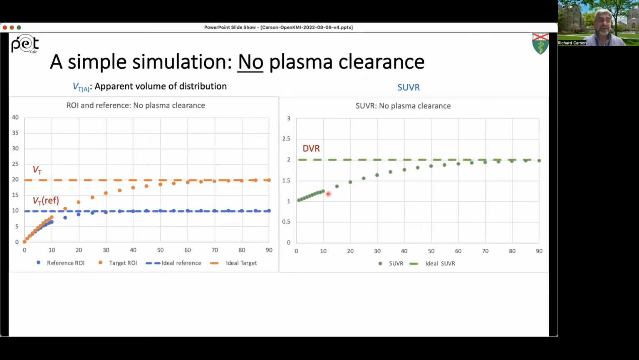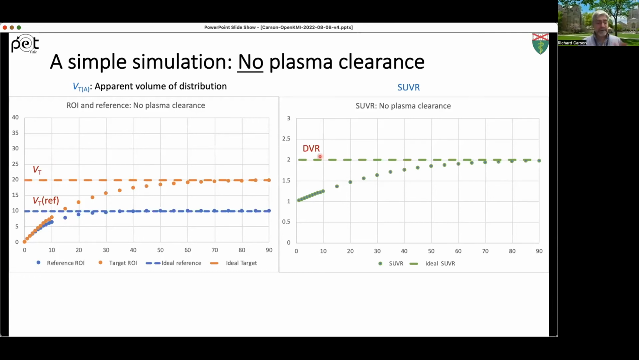Imagine I have two regions. I have a reference region. It has a volume of distribution of 10, which means at equilibrium, it would be 10 to 1 over the blood. Here's my target region. There's more of my target protein there. I'd say it would be about 20 to 1. So I'm looking for a value of about 2 if I wanted to calculate a distribution volume ratio.